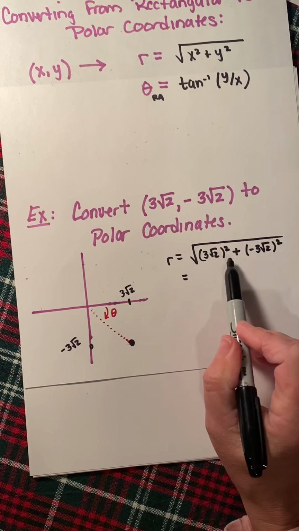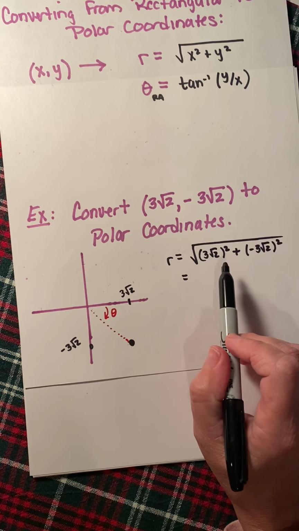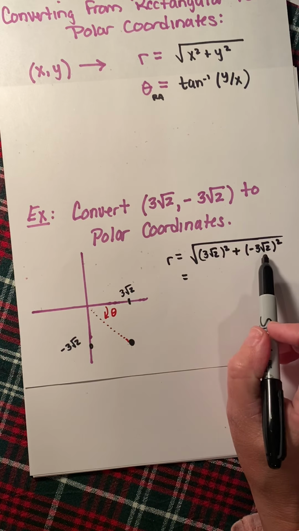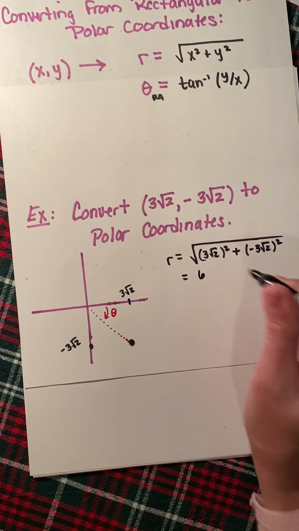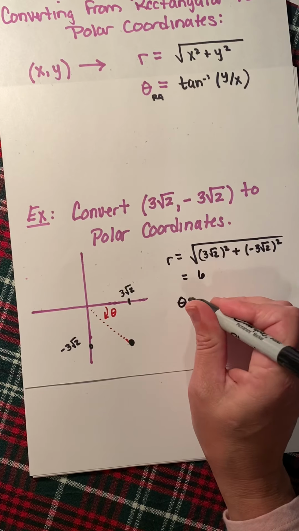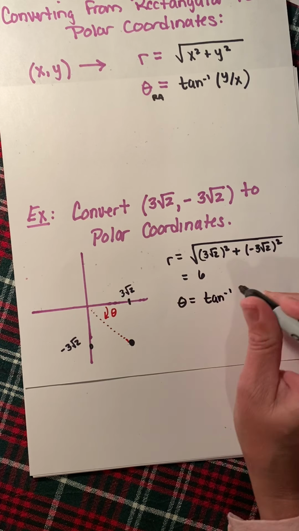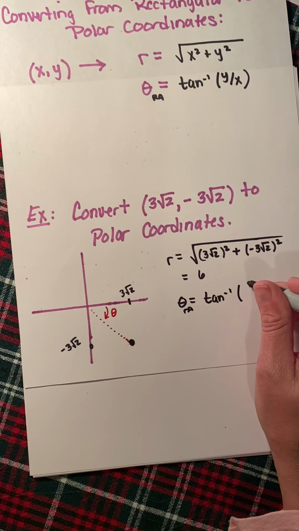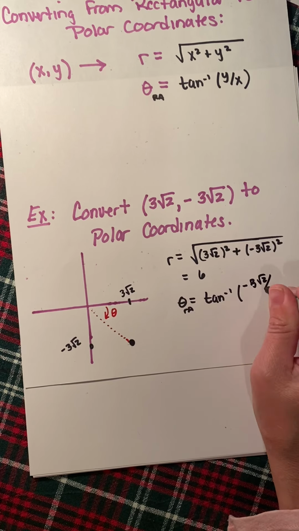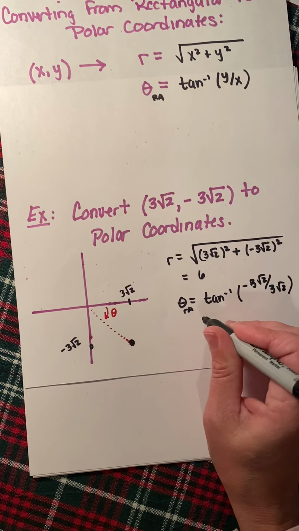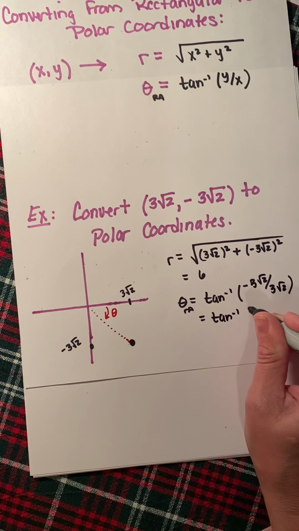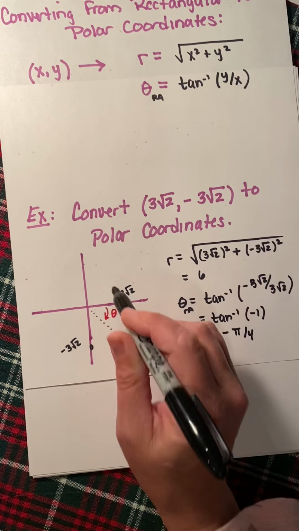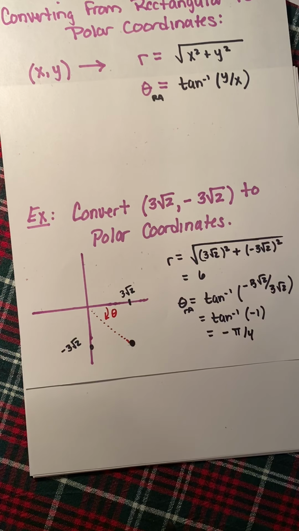So my r value is going to be 2 times 9, right? So it's 18 plus 18 is 36, and the square root of 36 is 6. And then theta is going to be the reference angle, the inverse tangent of y over x, so negative 3 square root of 2 over 3 square root of 2, which is the inverse tangent of negative 1, which is negative pi over 4. So negative pi over 4 makes sense right here. We can definitely use negative pi over 4.